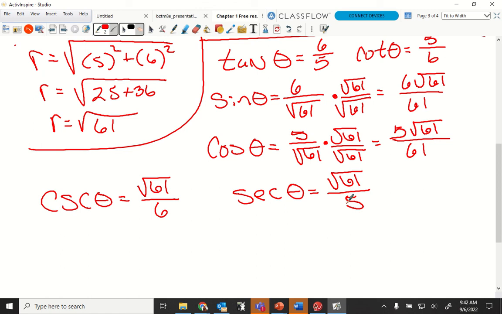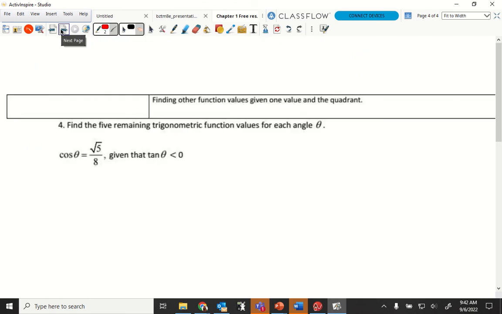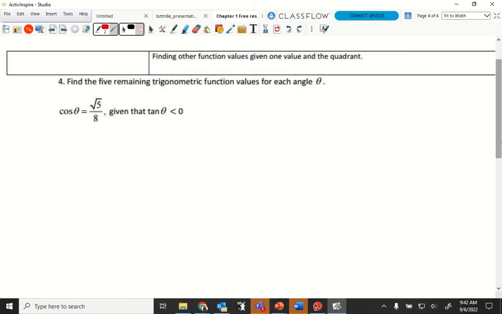Okay. Alrighty. And last one. You're going to find the remaining trigonometric functions.